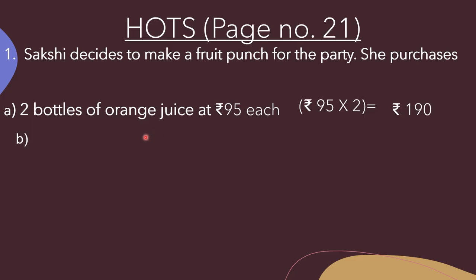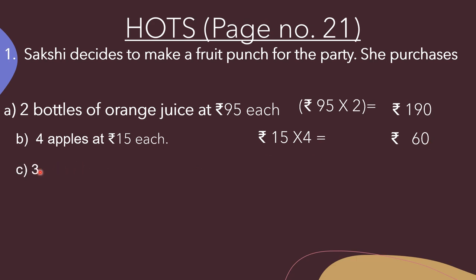Okay, now in B part, 4 apples at ₹15 each. उसने 4 apples परचेज किए जो कि एक एप्पल 15 रुपीज का था. So for that, to find out the total money spent on apples, we will multiply 15 by 4, and 15 fours are 60. So here we will write 60 below it.